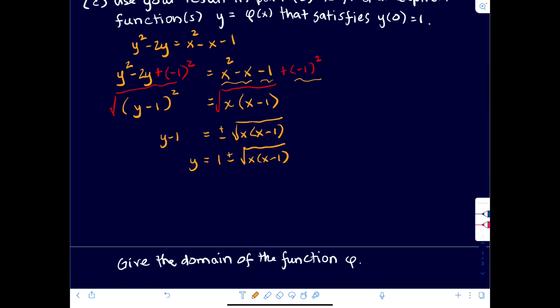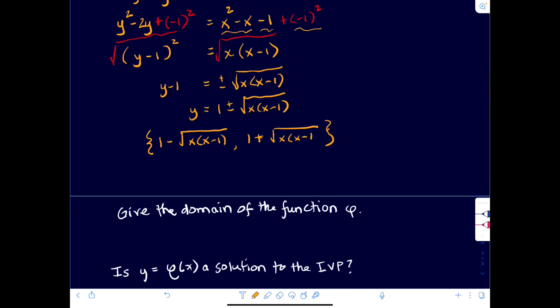So these are two explicit functions. I'll put it in roster notation. We would have {1 − √(x(x − 1)), 1 + √(x(x − 1))} to get our two explicit functions for y.